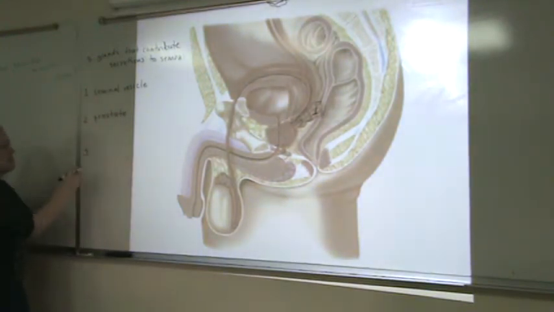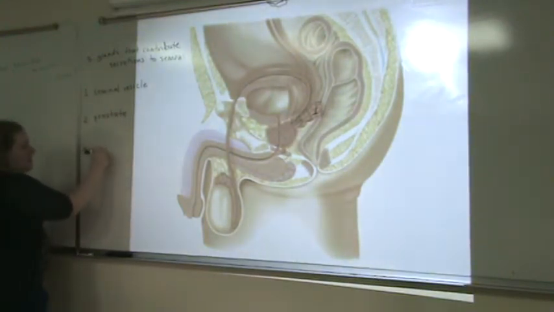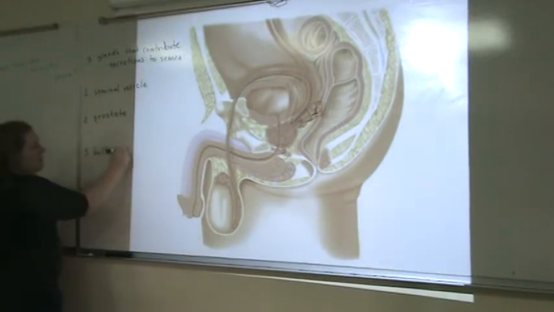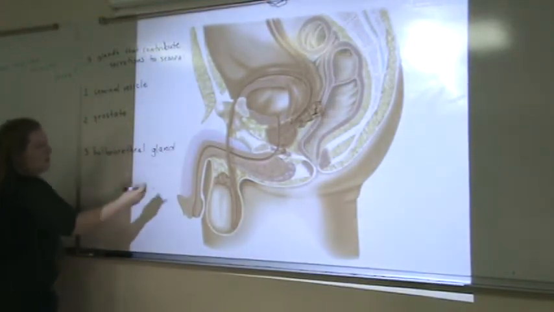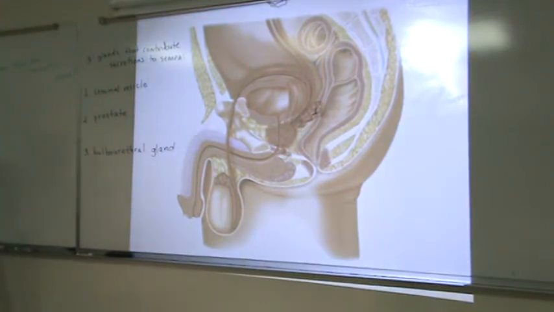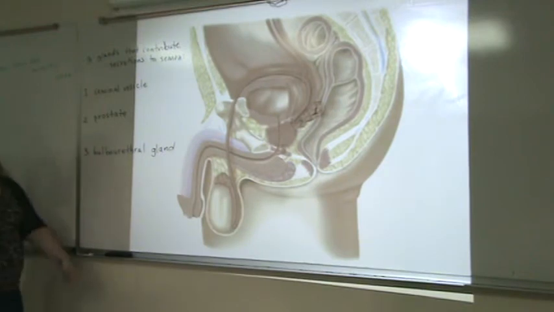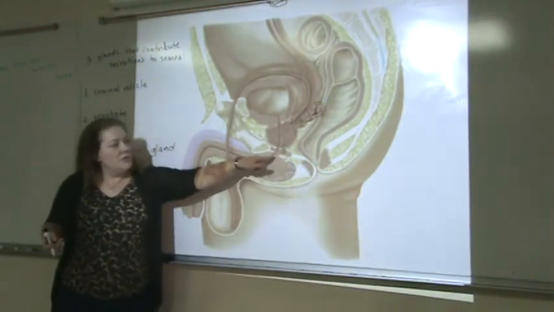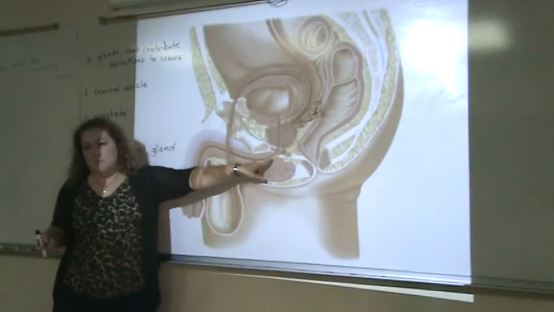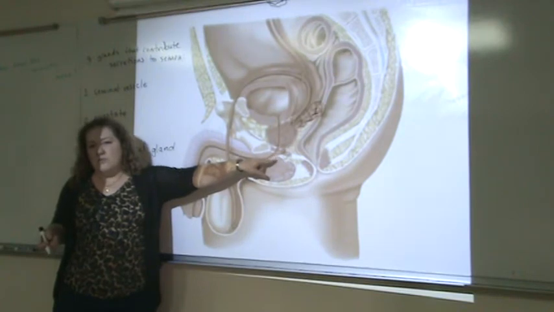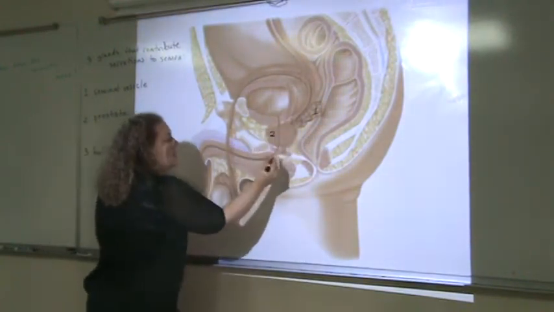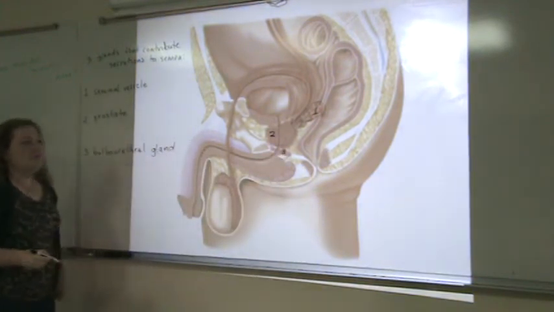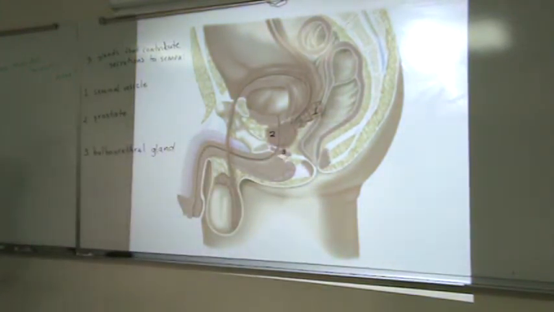And number 3, this has a particularly not imaginative name. Bulbo, because it looks like a squeezy bulb. Bulbourethral, because it connects to the urethra. Bulbourethral gland. So seminal vesicle, prostate, bulbourethral gland.